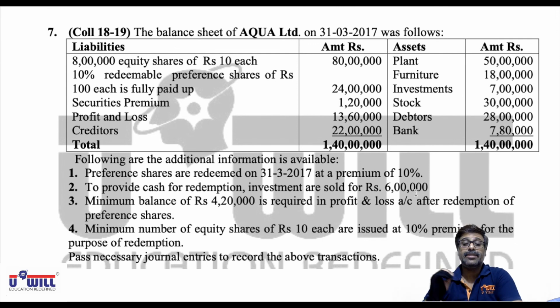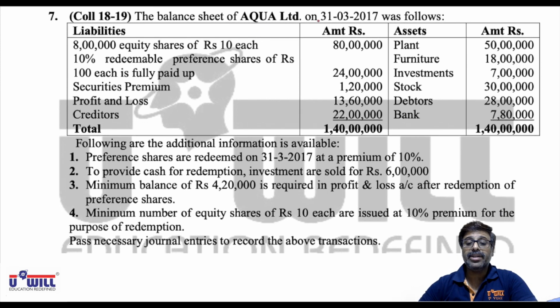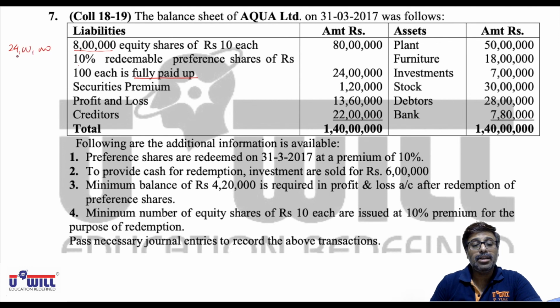Look at question number 7. The balance sheet of Aqua Limited as on 31/3/17 was as follows. 8 lakh equity shares of 10 each, 80 lakhs. 10% redeemable preference shares of 100 each, fully paid up. They are already fully paid up, so they can be redeemed. 24 lakhs. 24 lakhs divided by 100. How many preference shares are there? 24,000 preference shares are there which are to be redeemed.